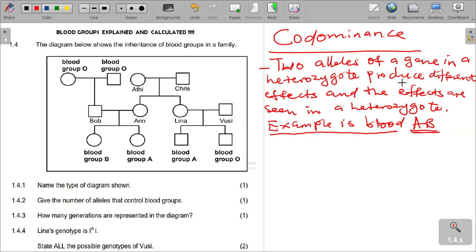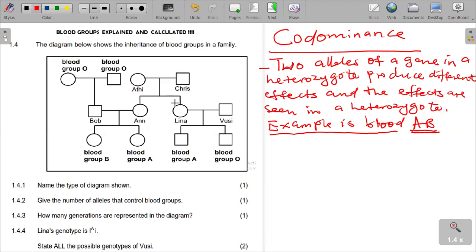We have a typical example of allele A and allele B, which code for blood type AB as a typical example of codominance. We are saying allele A and allele B represent blood type AB, and it shows codominance. So I have come up with this diagram that is going to show inheritance of different blood groups in a family.